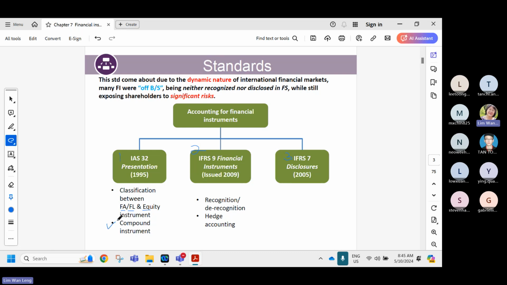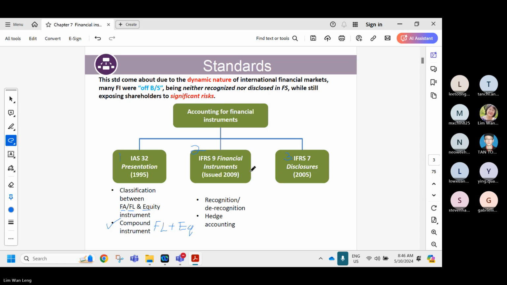And just now I have mentioned that you may have a compound instrument. Compound instruments are instruments that are convertible, which have a financial liability component plus an equity component. So you will have both. For this particular compound instrument, later we will look at split accounting. How do we split the liability component separate from the equity component? So this is with respect to IAS 32.